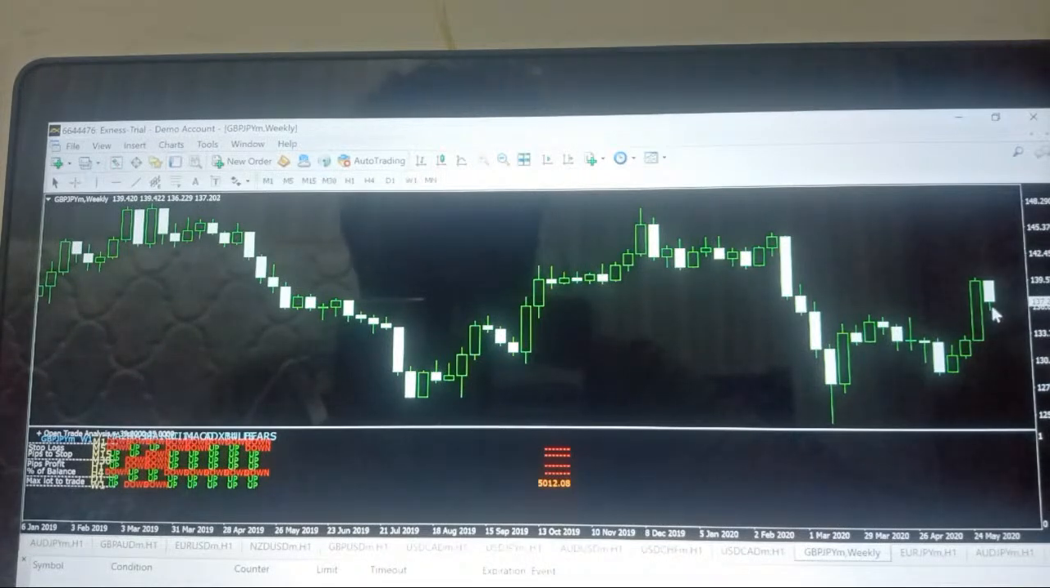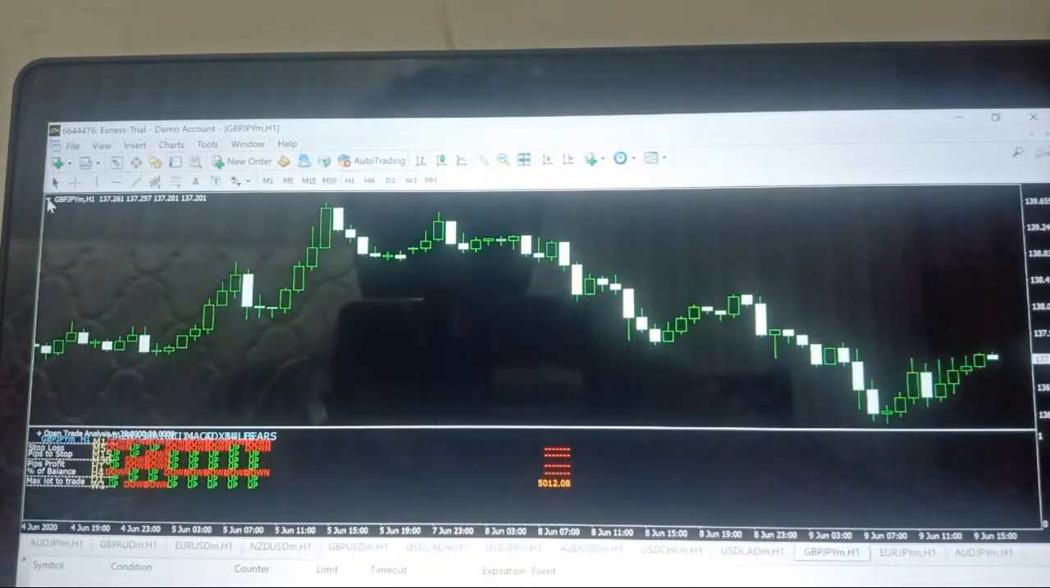So it means that Great Britain pound JPY is strong. If you want to take a weekly trade, let's say even if you have taken the trade with 0.01, not more than this, just 0.01, then guys, you can expect how much profit you can expect from it.